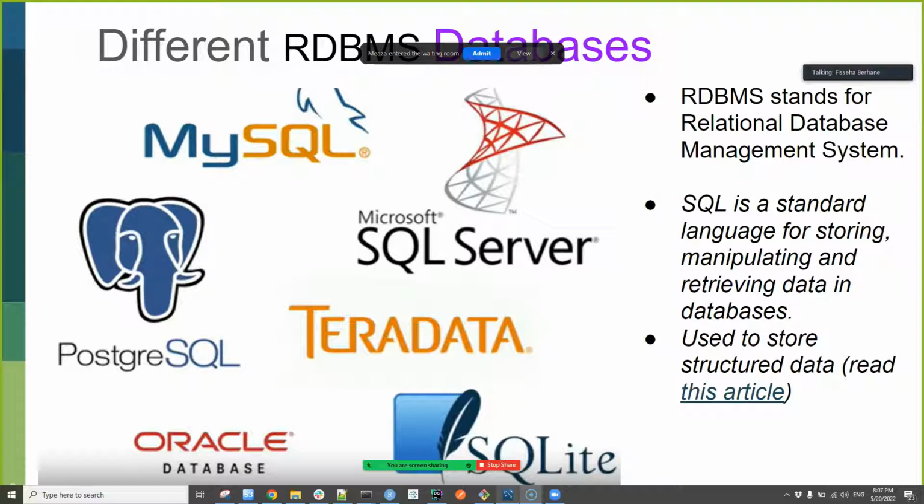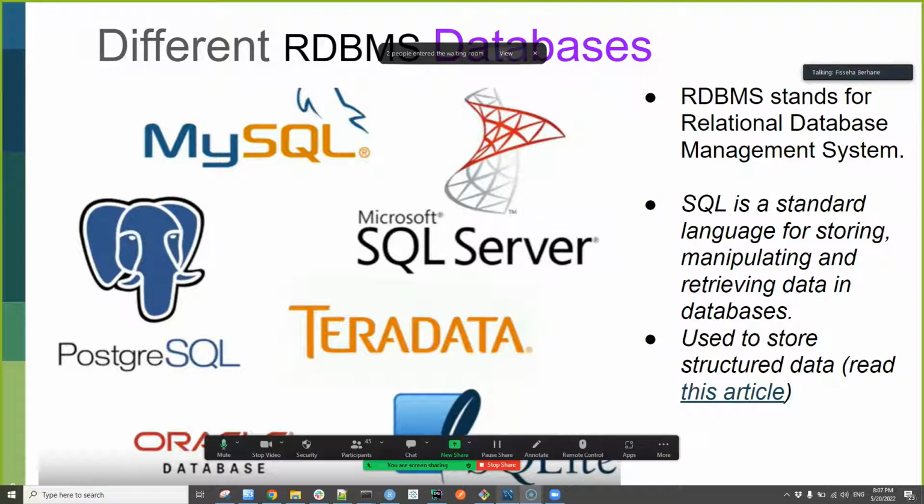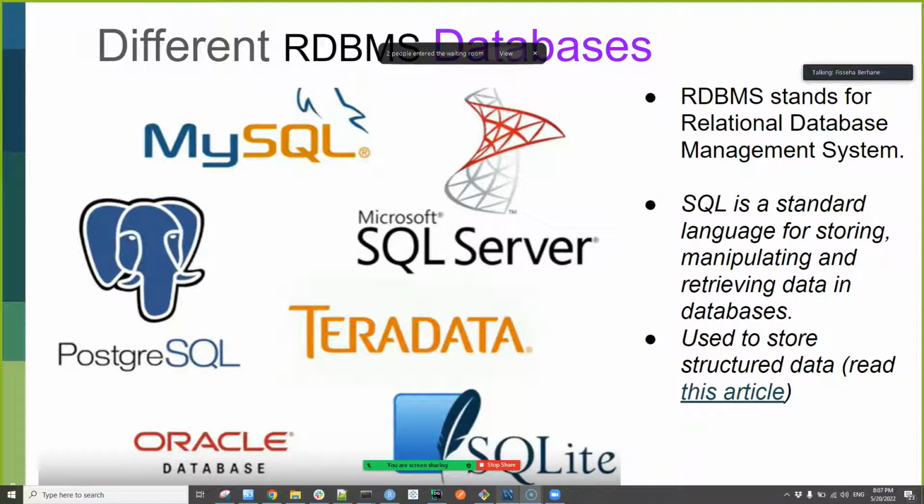We also have unstructured data. Unstructured data is data that doesn't have a predefined structure, like images, videos, social media data, and so on. And most of the data out there is unstructured data. There is also semi-structured data, which has some structure, but it is not as well predefined as structured data.